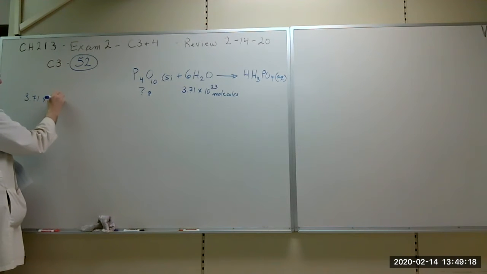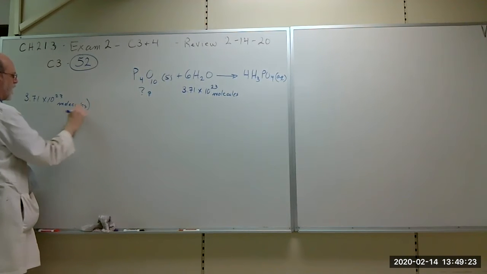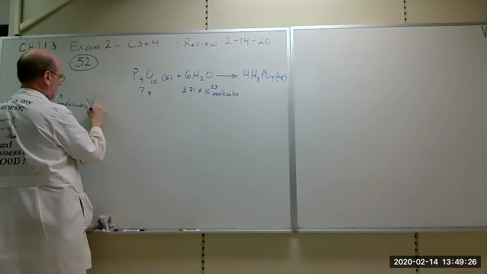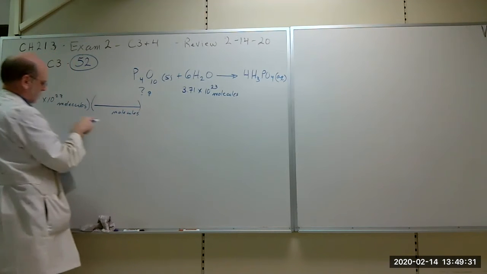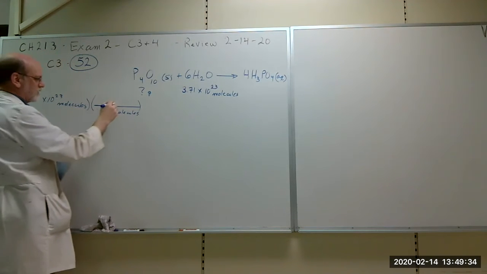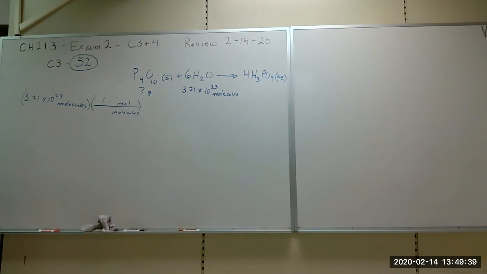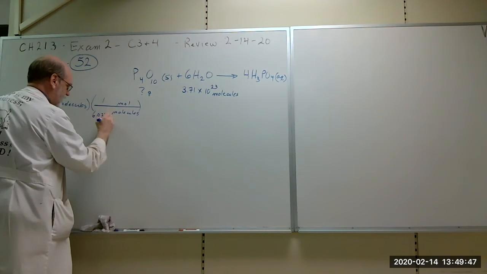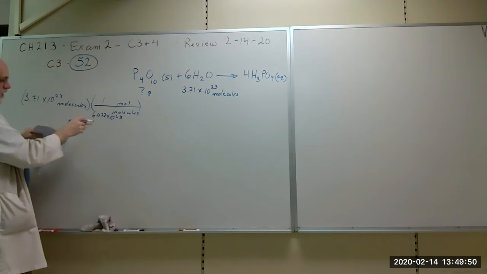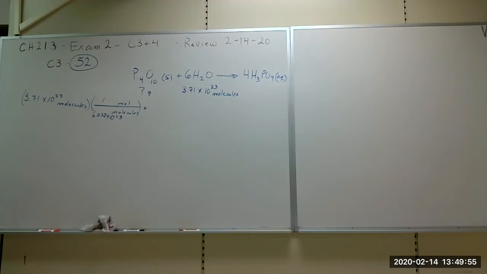3.71 times 10 to the 23rd molecules is how many moles of water? So we've got molecules on the bottom, right? Top, bottom, cancel. Moles on the top. What's the conversion? 1 mole equals how many molecules? Times 10 to the 23rd molecules. Okay, so we should divide this into that, and that gives us the number of moles of water.